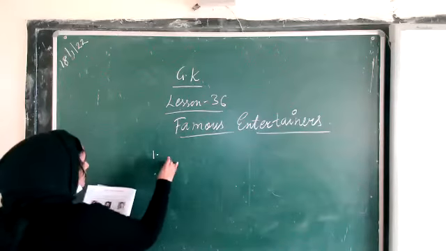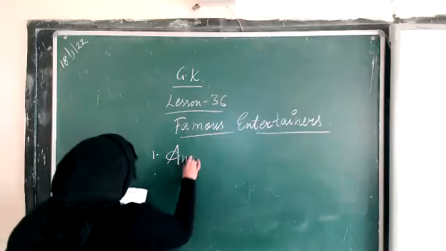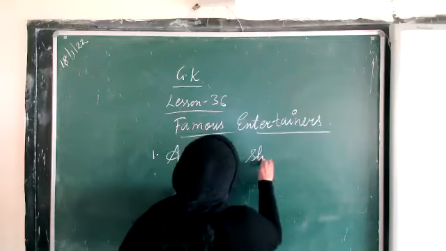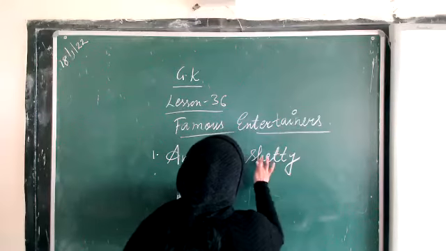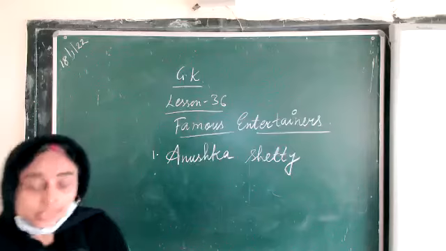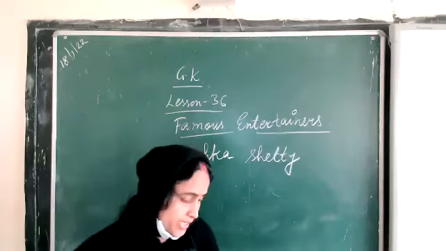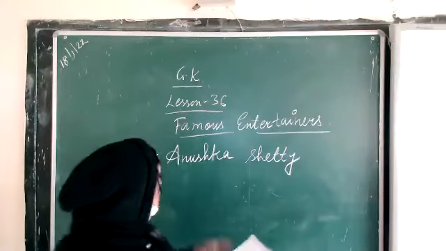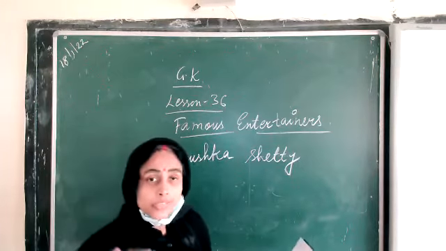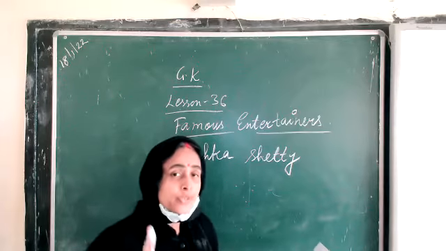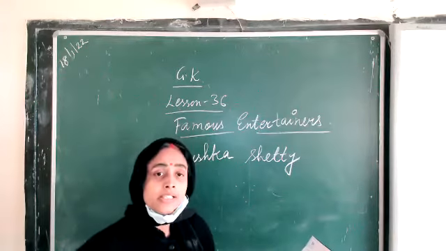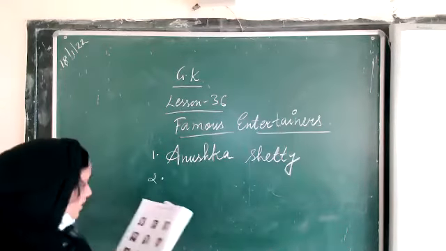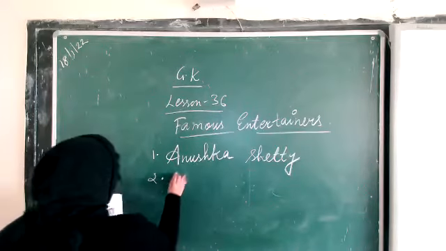First one is Anushka Shetty. So you write it. In the help box also the name is given. Just write the correct spellings from the help box. Please check the spellings carefully and write correctly in your book. And all of you have to write with the pencil. Is it clear? Yes, Anushka Shetty. Now second one, Hrithik Roshan. So you write it.